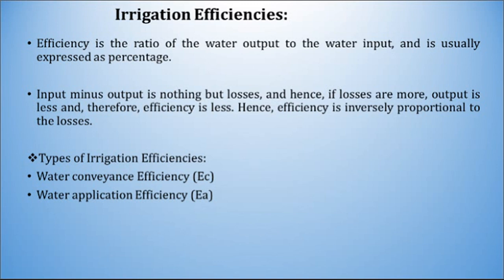Now the types of irrigation efficiencies. First one is water conveyance efficiency expressed as E suffix small c, and second is water application efficiency expressed as capital E suffix small a.